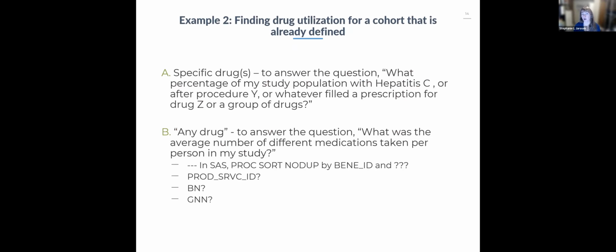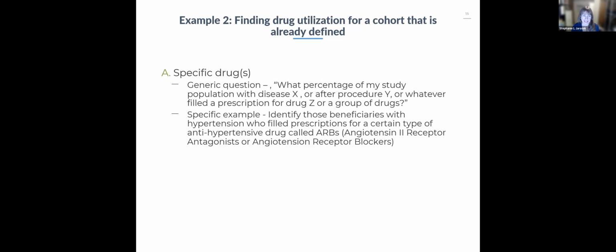Now, if we have a cohort that we already know, we want to know what percentage of my study population with hepatitis C, or after a surgery, how long is someone looking at it, or is someone taking a drug after the surgery? So do we care about any drug? We've got our cohort, we can ask for their PDE events, we can do a frequency, seeing which drugs are they taking. If we're interested in a very particular drug, how are we going to identify that particular drug? Is it going to be using the product service ID or NDC? Are we going to use brand name, generic name? What is going to be the best way to do this?